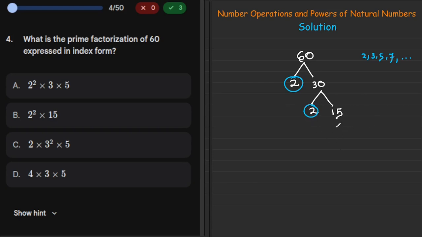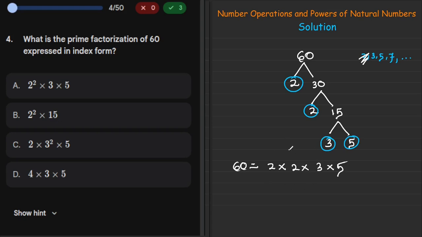We continue with 15. Does 2 divide 15? No. So the turn of 2 is done. We are no more going to use 2 again. We come to 3. 3 times what gives us 15? 3 times 5. Now, you note that 3 itself is a prime number and 5 is also a prime number. So there's no other branch that is going to form. Hence, writing our 60 as a product of primes, we are going to get 2 times 2 times 3 and then multiplying the 5.